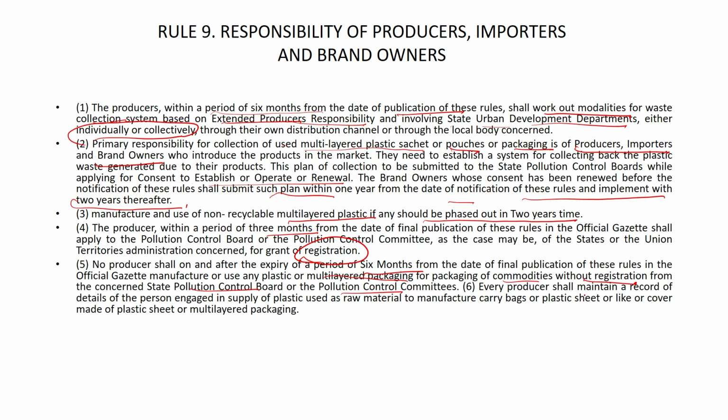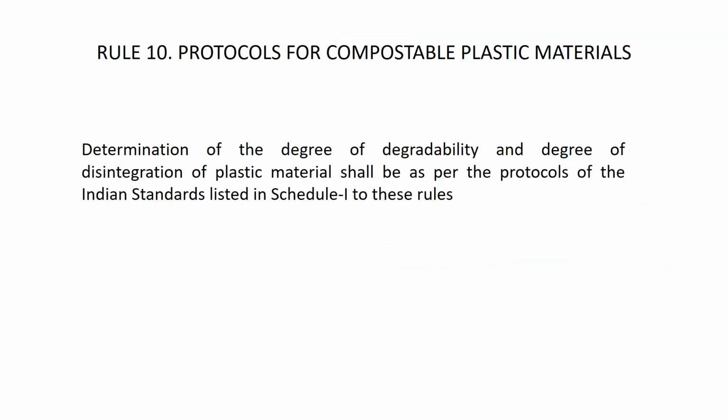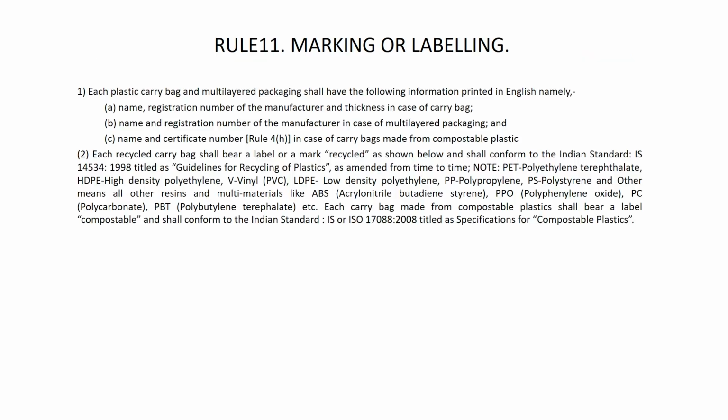Every producer shall maintain a record of the details of the persons engaged in the plastic used as raw material to manufacture carry bags or plastic sheets or like, or covers made of plastic sheet or multi-layered packaging. Rule 10 talks about protocols for compostable plastic materials. Determination of the degree of degradability and the degree of disintegration of the plastic material shall be done as per the protocols of the Indian standard listed in Schedule 1 to these rules.